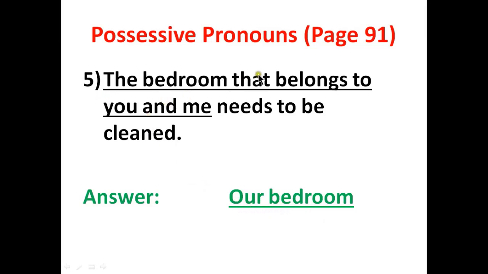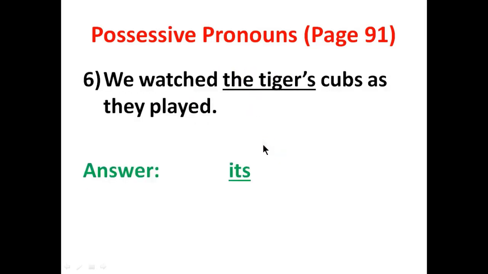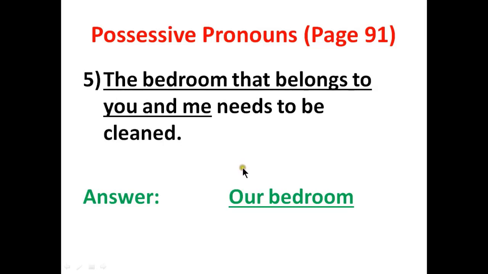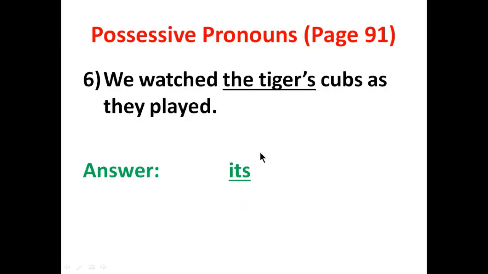The words our bedroom will be the answer for question number 5, because it was written in the question statement, you have to write a suitable possessive pronoun and a noun as well. Now our is a pronoun, bedroom is a noun. Number 6, we watched a tiger's cubs as they played. Now here our answer will be its.